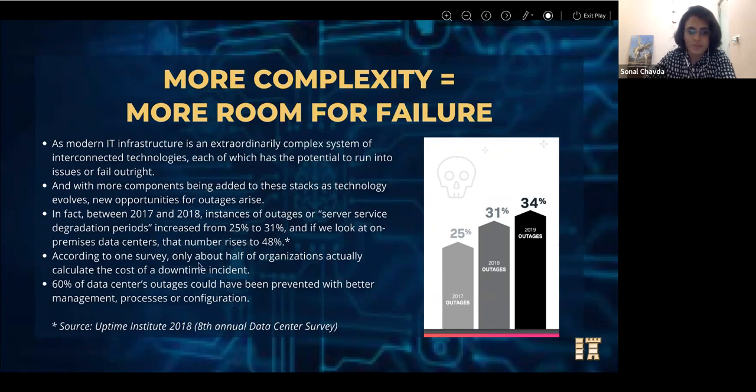And according to one survey, only about half of the organizations actually calculate the cost of a downtime incident. If it would have been handled properly, if it would have been managed or processed properly, then 60% of the data center outages could have been prevented. We also have some figures.